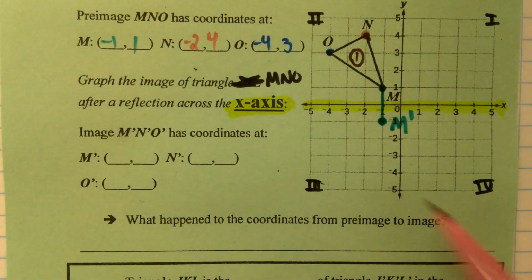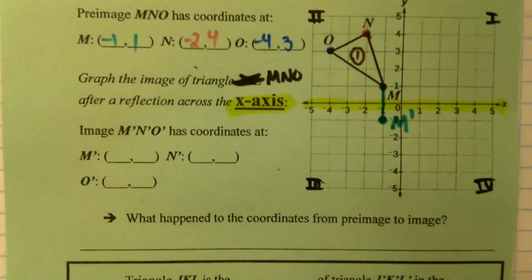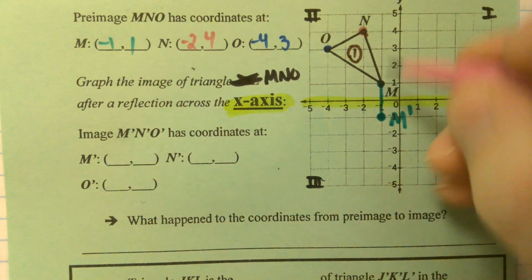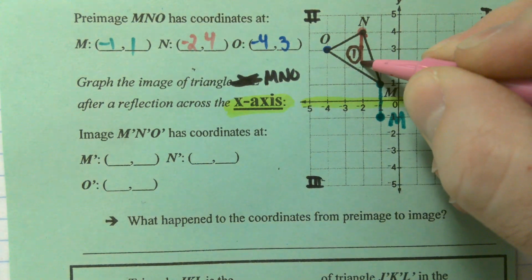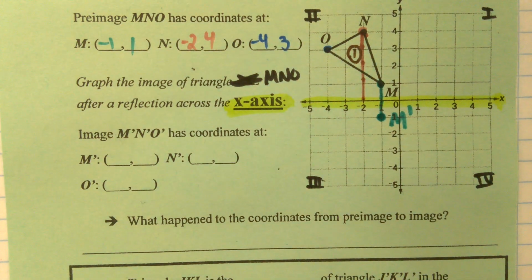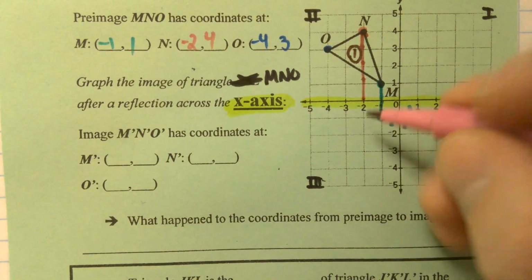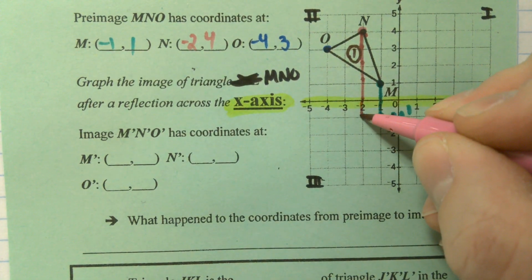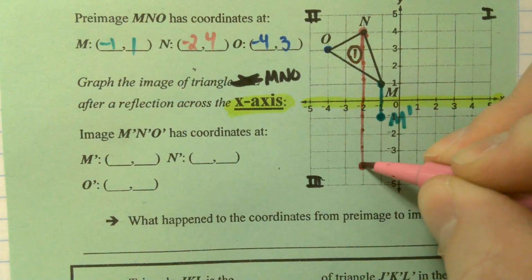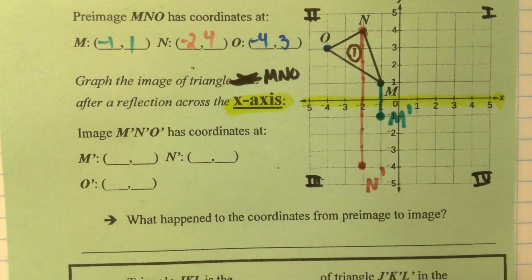How far away is point N from this highlighted line here? How many boxes down would I have to go? 1, 2, 3, 4. So N prime is also going to be 1, 2, 3, 4 spaces away.